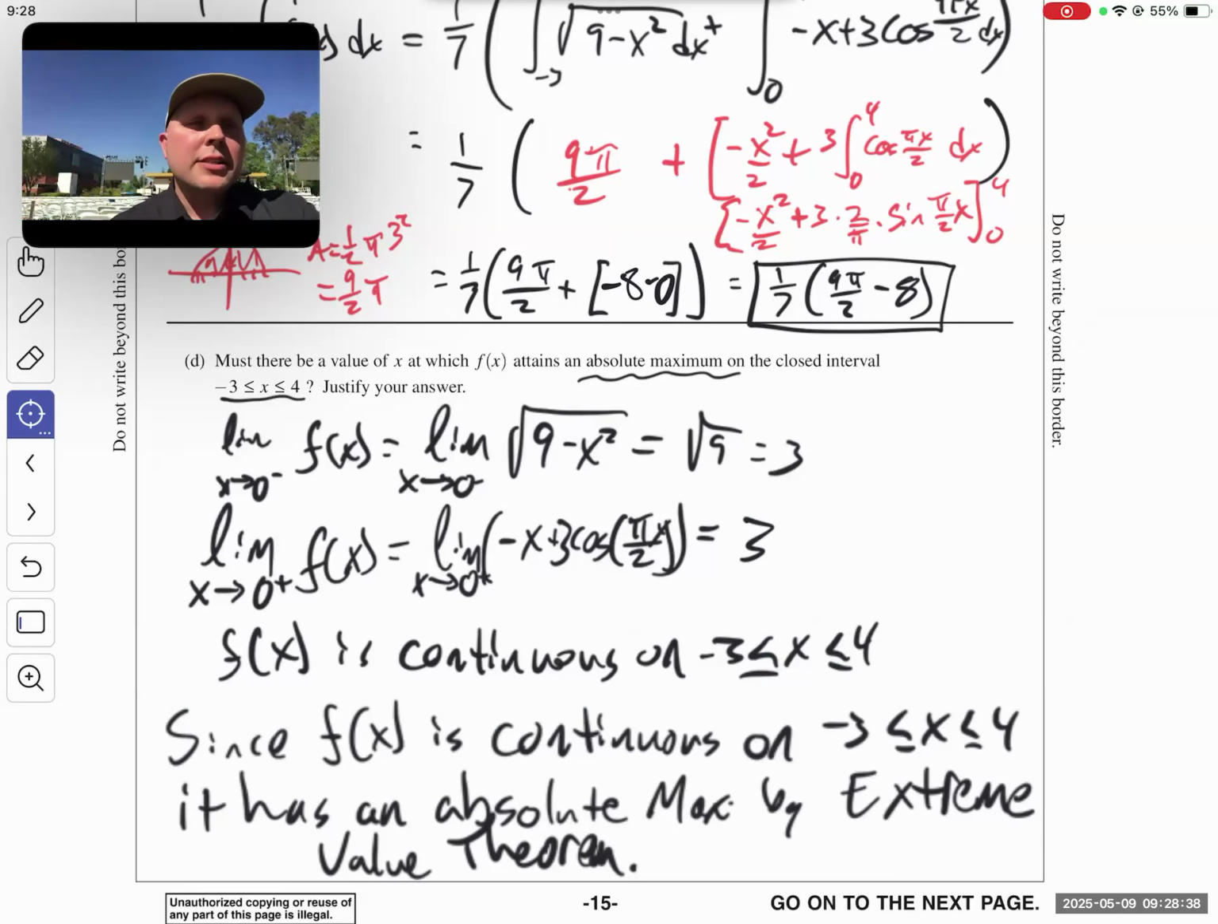So we can say since it's continuous on this interval, it has an absolute maximum. All right. If you put by extreme value theorem, that's fantastic, but you probably get points with that. If you said it's continuous and you showed that it's continuous, that's how we show continuity, by the way. You got to show that, like we did up top here. Okay. And then we can say it's continuous, so it has a maximum. Okay, great. We'll leave it at that.